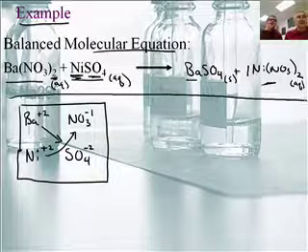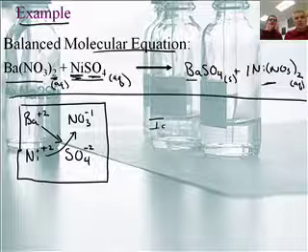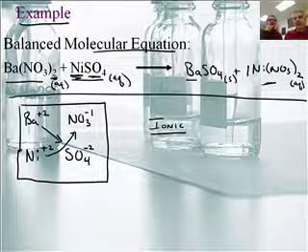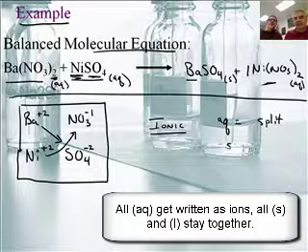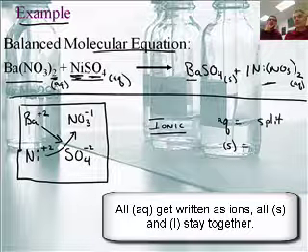Now, when I do the ionic equation, you must write everything as an ion except solids. If it's AQ, you split it up. And if it's a solid or a liquid, you leave it together.